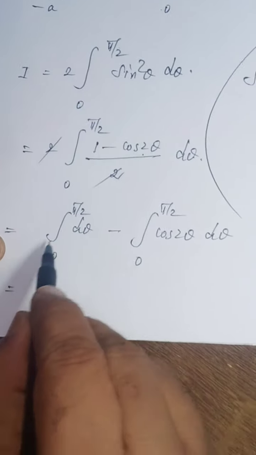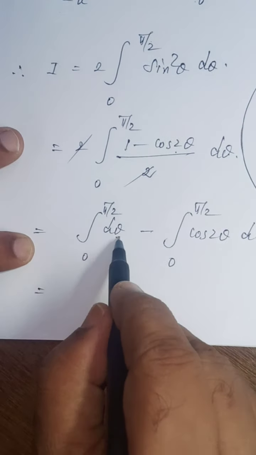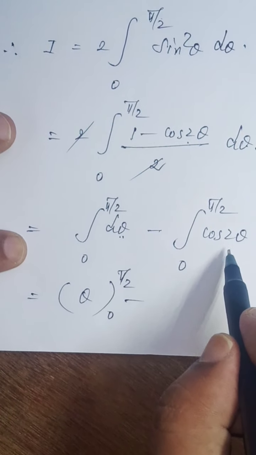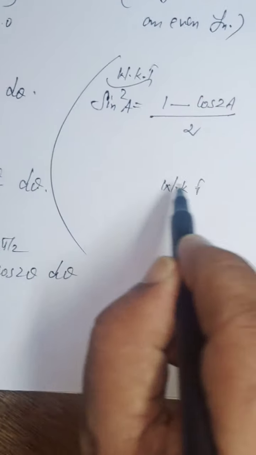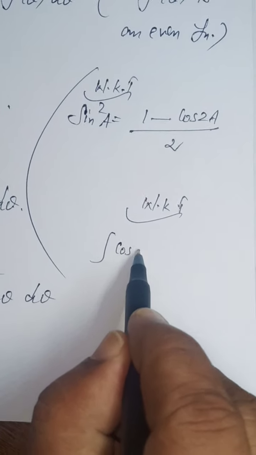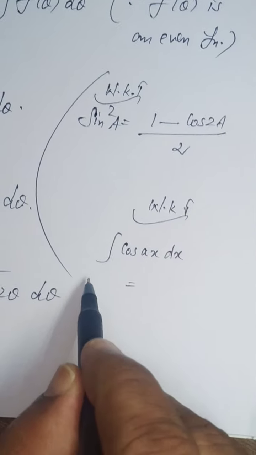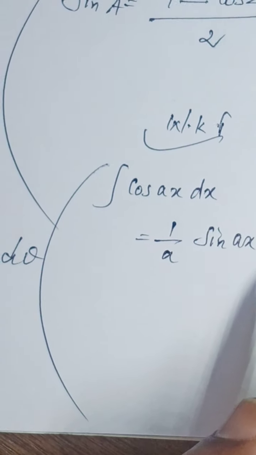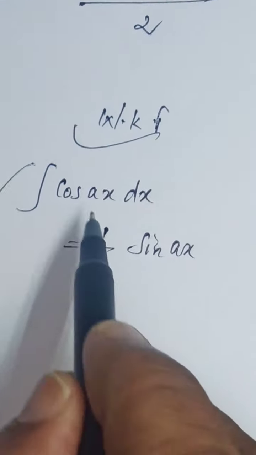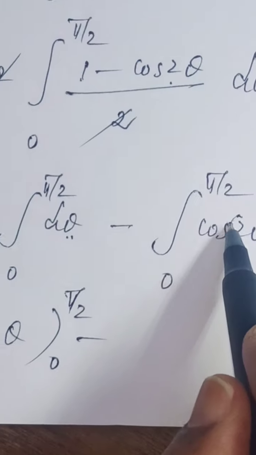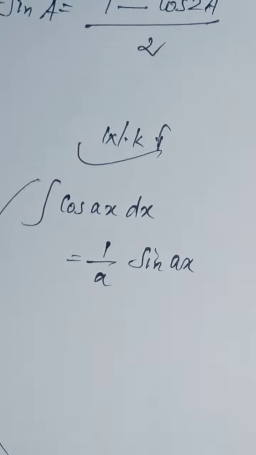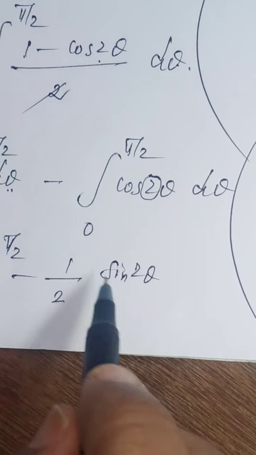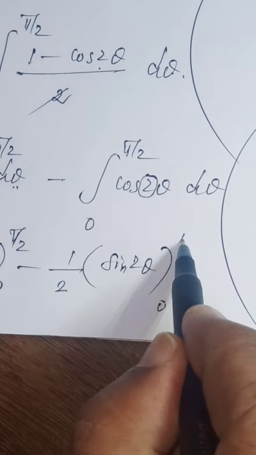Integral dx is x. So, integral d theta is theta, limit 0 to pi by 2. How to integrate cos 2 theta? We know that integral cos ax dx formula is 1 by a sin ax. Okay. a is the coefficient of x. What is the coefficient of x here? 2. So, according to that formula, 1 by a, that is 1 by 2 sin 2 theta. Integration is over. Limit 0 to pi by 2.